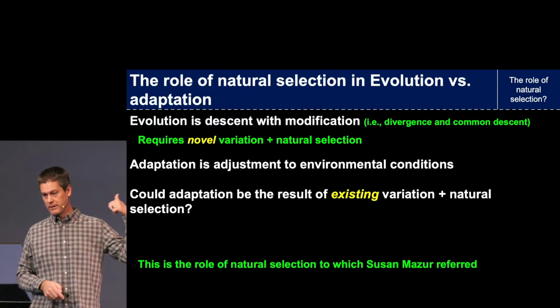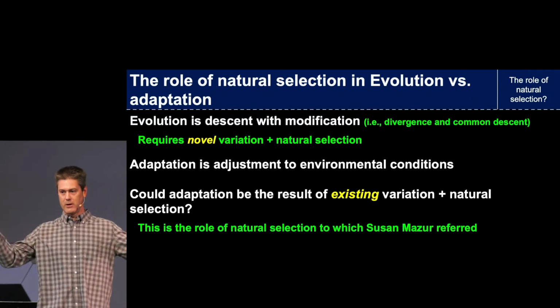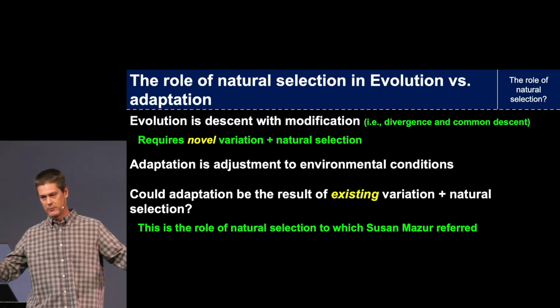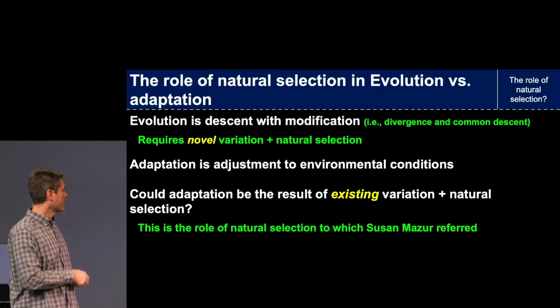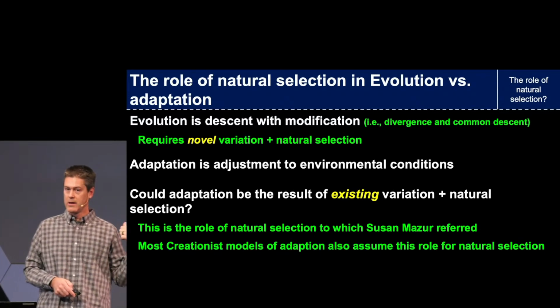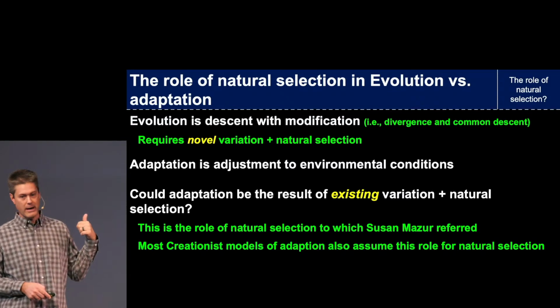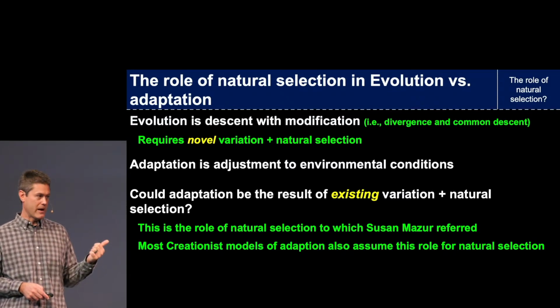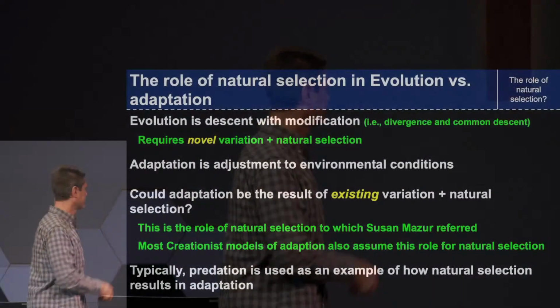And that's actually the role that Susan Mazur just described. All the scientists know about natural selection, but it has nothing to do with evolution, basically, is what she said. And actually, most creationist models of adaptation also assume this kind of role for natural selection. So if you go to AIG or Creation Ministries International, they're going to tell you natural selection is real, and that's what God uses for adapting creatures. That's what they're going to say. And typically, when they do that, they say, well, natural selection is real. It's obvious. Just go look at predation. So let's look at predation.